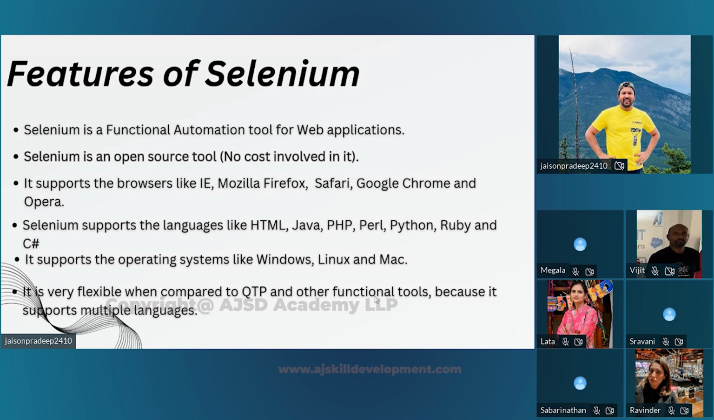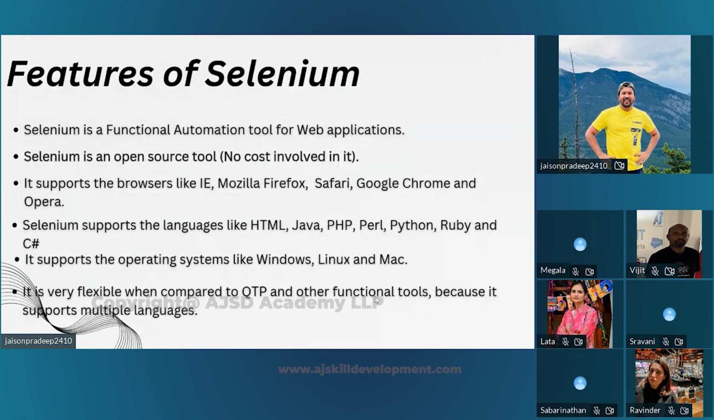Selenium is an open source tool, so no cost is involved. It supports browsers like Internet Explorer, Mozilla Firefox, Safari, Google Chrome, and Opera. So it supports different browsers. Selenium supports languages like HTML, Java, PHP, Perl, Python, Ruby, and C#. It supports operating systems like Windows, Linux, and Mac.